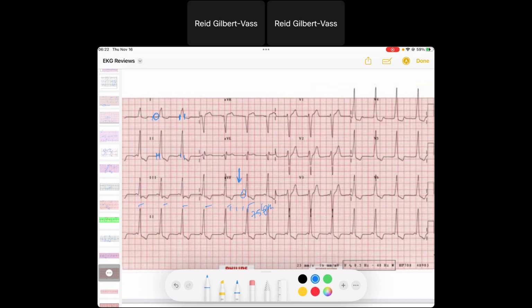And then you look at the PR interval, and these PR intervals are short. And what's the cause of short PR intervals? Well, if you look through the rest of the leads, you see this is kind of a slurred upslope, and so I'd call that a delta wave. I'd call this Wolff-Parkinson-White.